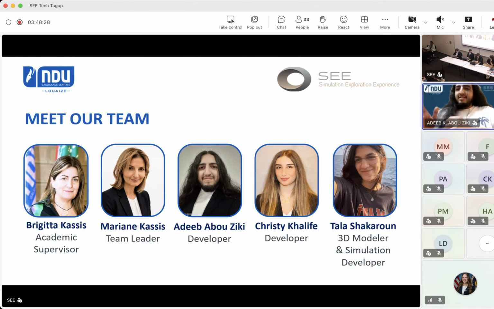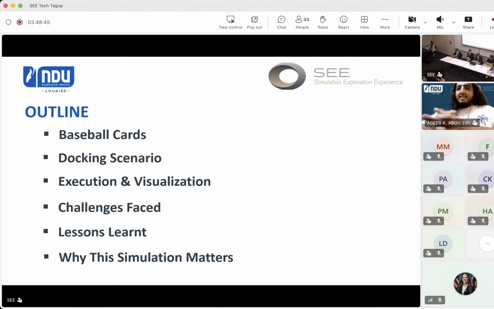Before we start, I'd like to meet our team. My academic supervisor, Brigitte Assis, and the team leader, Marianne Assis. And this is me and Kirsty Khalifi as the developer team with our teammate, Tara Chaperon, for 3D modeling and simulation development. In this presentation, we will briefly explain the components of simulation, the docking scenario, how the simulation was executed and visualized, the challenges we faced, the lessons we learned, and why this simulation matters.